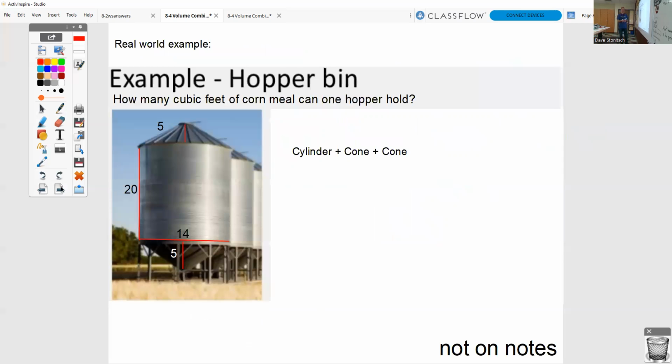So those were adding ones. Where you might see this in real life, if you ever go to a farm and you look at a hopper bin where they put corn that they harvest or whatever, notice right here you have a cone at the top, and then you have a cylinder in the middle, and then you have another cone here at the bottom. So you'd have to do the cylinder plus the cone plus the cone.